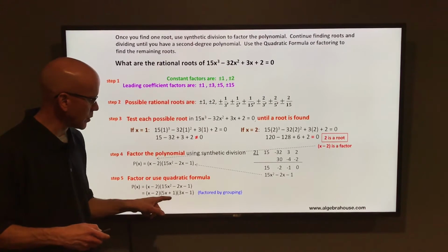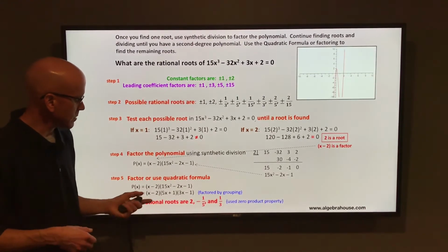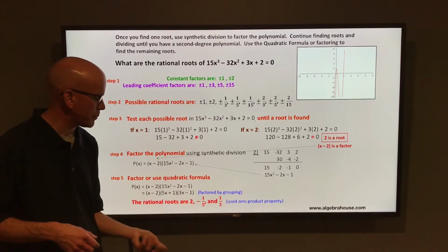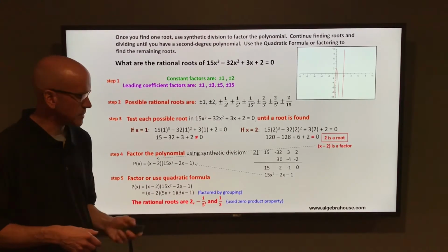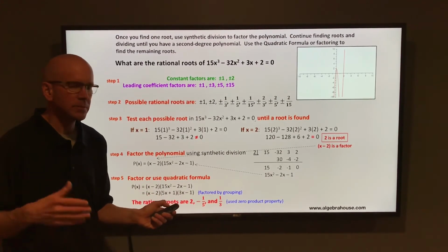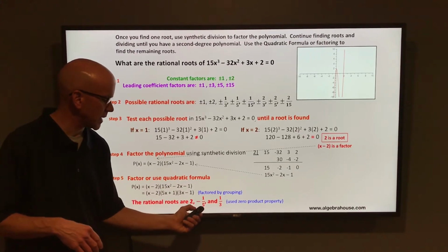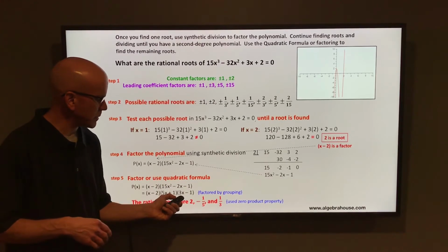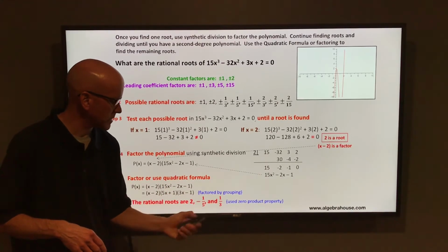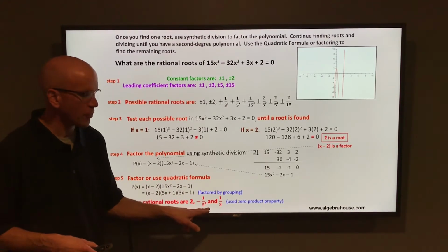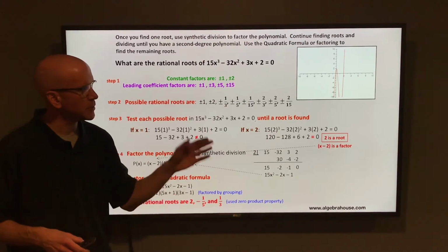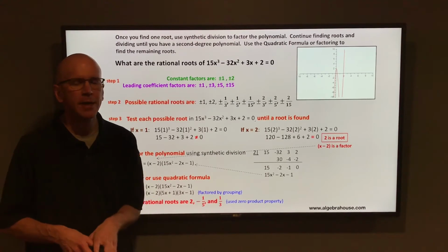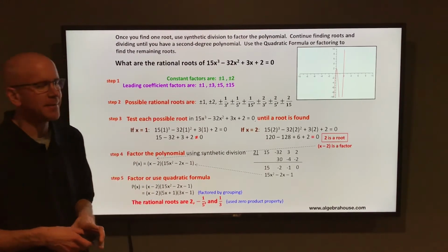Now, these three are all equal to 0. So if we set each of these three equal to 0, set x minus 2 equal to 0, you're going to end up with x equals 2. And then set 5x plus 1 equal to 0, solve that for x, you end up with x equals negative 1/5. And finally, set 3x minus 1 equal to 0, and you end up with x equals 1/3. So those are the three rational roots. And you can see on the graph that x does equal 2, negative 1/5, and 1/3, finally.